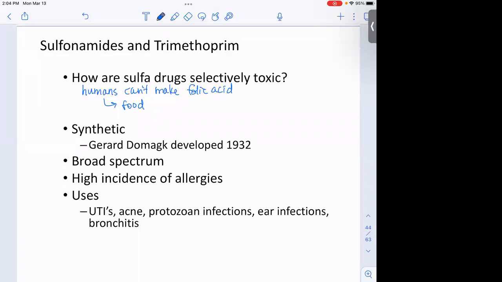Probably on par, if not more so than penicillin allergies. So we just have a lot of other drugs that are just as effective and, again, less incidence of allergies today. Still used for certain infections, still used in things like vet medicine, urinary tract infections, acne. This is one of those drugs that may have a little activity against another microbe, but not just bacteria. Apparently there's some protozoan infections.